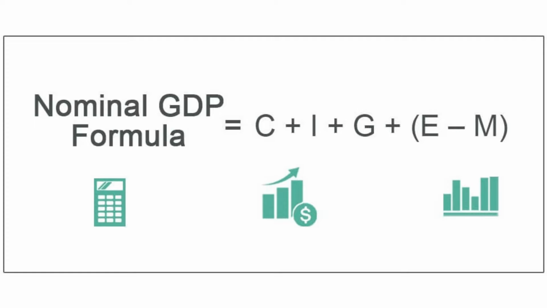So, what is nominal GDP? Nominal GDP can be described from the formula of consumer spending plus investment spending plus government spending plus exports minus imports.